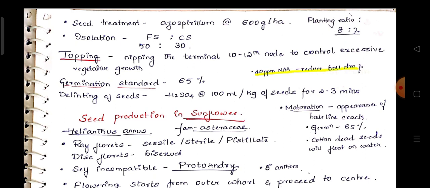Topping is generally practiced, which is nipping the terminal at the 10th to 12th node to control excessive vegetative growth. Germination standard maintained is 65%. Here 40 ppm of NAA or auxin reduces the boll drop. Delinting of seeds with H2SO4 at the rate of 100 ml per kg of seed for 2 to 3 minutes.